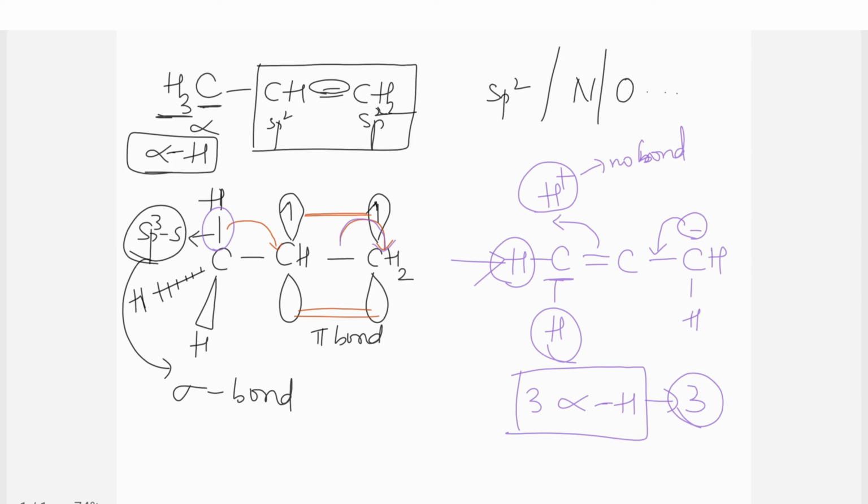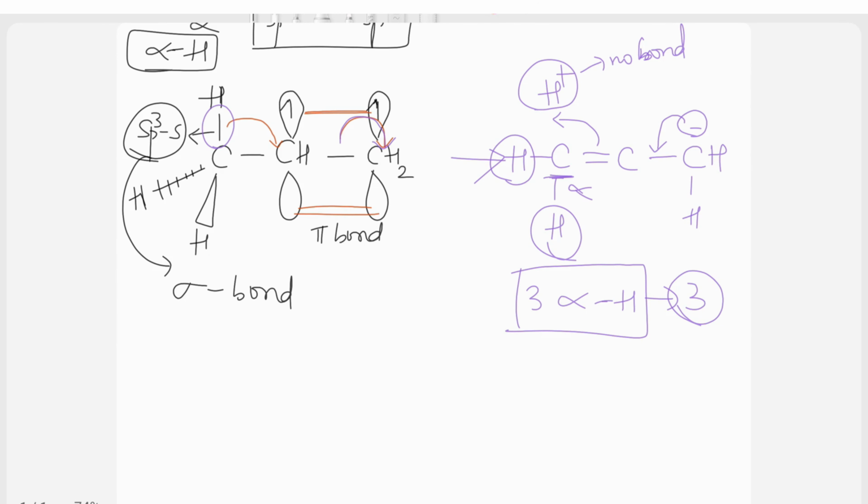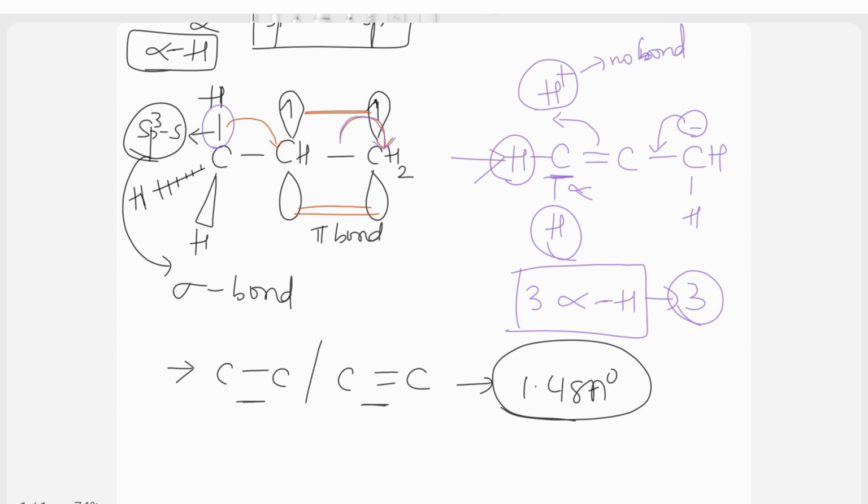Similarly, if there are more alpha carbons and more alpha hydrogens, we can observe more hyperconjugation effect. Because of the alternate carbon-carbon single bond and double bond, the bond length will vary. The bond length in propene is observed to be 1.48 angstroms. It is less than a single bond and greater than a double bond, so it is in between the two. The bond order also varies because sometimes it acquires single bond character and sometimes double bond character. So hyperconjugation can cause many changes in the molecule.